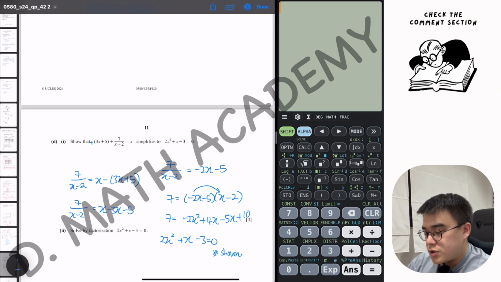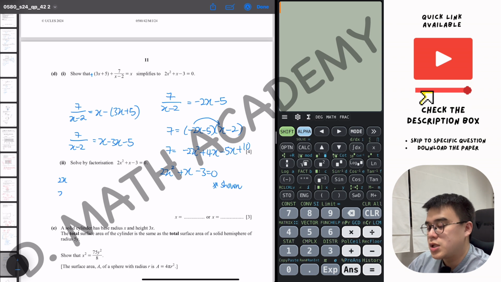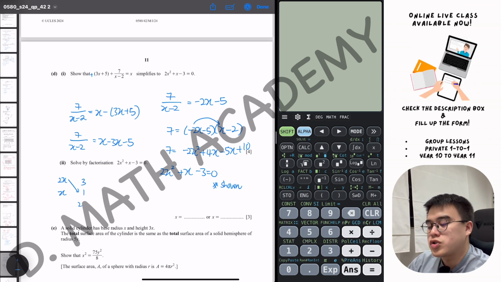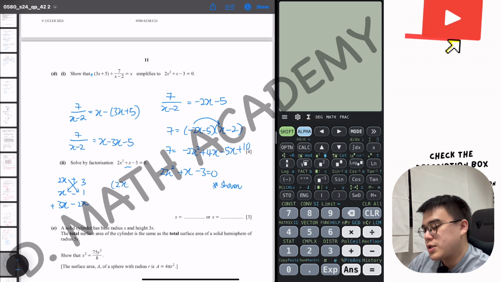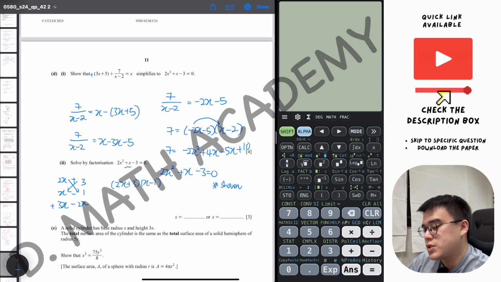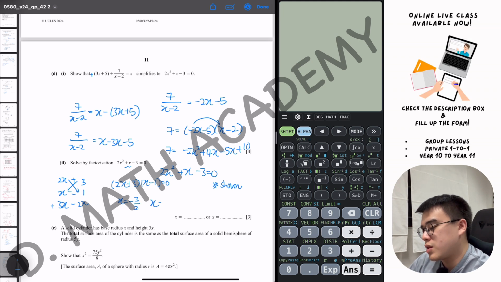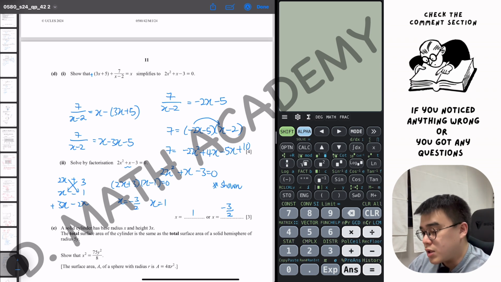Okay, solve by factorization, asking us for 2 exact answers. I think this will be the way to go, 2x and 3x. They wanted positive x here, so plus and minus. So (2x plus 3)(x minus 1) was part of your answer. x equals negative 3 over 2, x equals 1. Okay, so that's it for D number 2.